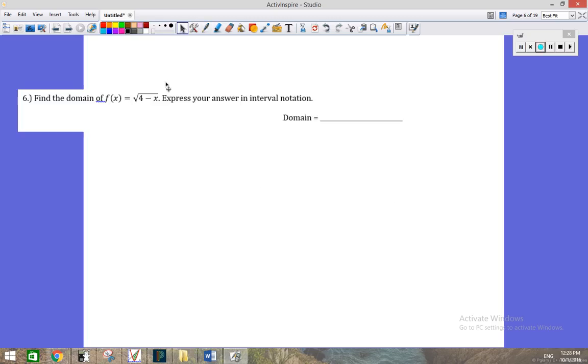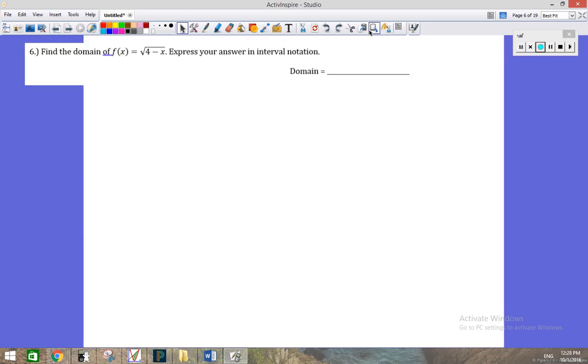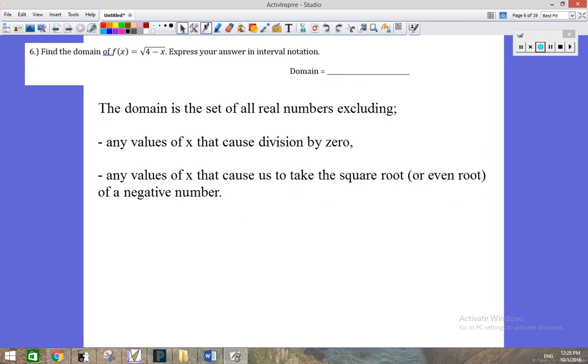The domain for number 6. Well, let's go back. This is always the way we start the problem, by saying the domain is the set of all real numbers. But we have two exceptions to the rule, two things to consider that might reduce from the set of all real numbers. Well, any values that cause division by zero. I do not have any variables in a denominator, so I do not have to worry about any input causing division by zero. I do have a variable underneath an even radical, an even square root.